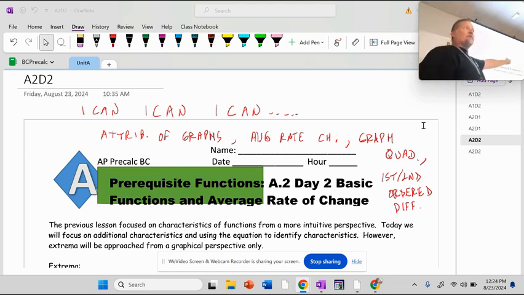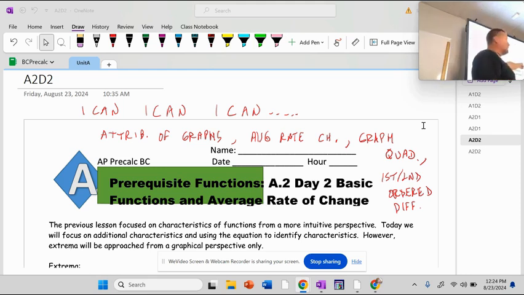We can do attributes of graphs, which the 2AP video, she talked about that. Increasing, decreasing, maximums, mins, x-intercepts, y-intercepts. Then we're going to do limit notation. Then we're going to talk about what's called average rate of change. First video, equal x values. What's the y? What's the slope? It's a slope thing. Then we're going to graph quadratics.